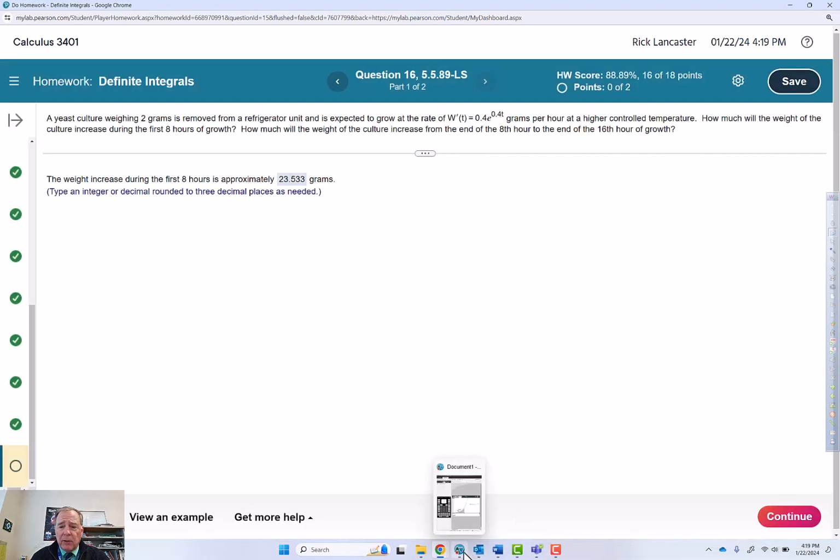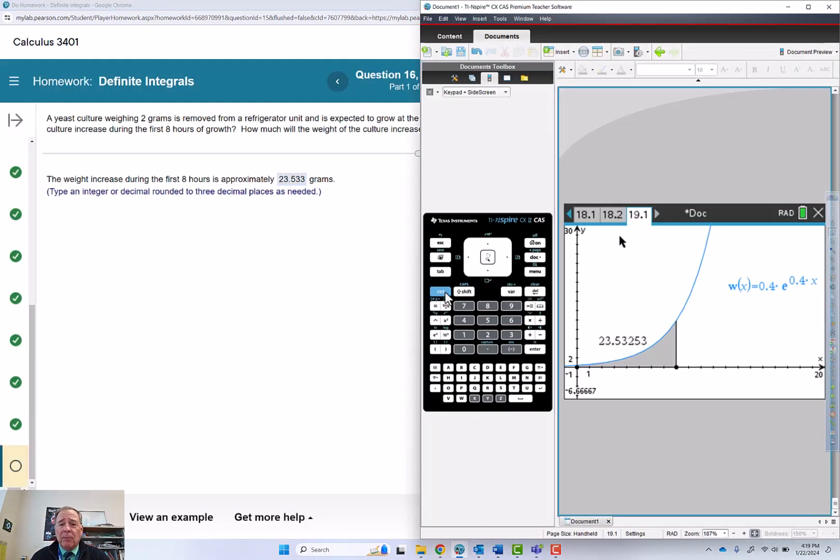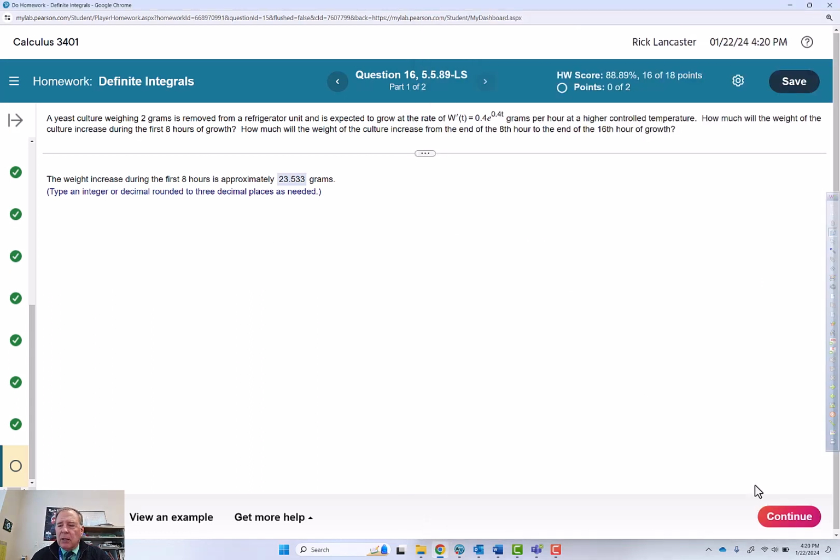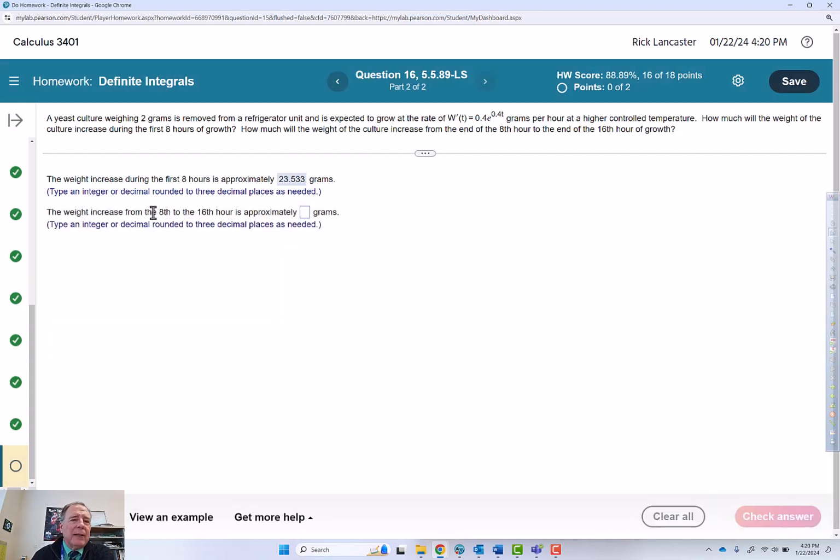And I'm going to go back and do that in the calculator page as well. Control plus page, 1 for calculator page, shift plus 0, tab 8, tab, fairly complicated function, w of x, which we've already defined. So I'm not going to completely redo that, and we get the same thing. Then it says continue, which is kind of irritating. The weight increase from the 8th to the 16th hour is approximately.